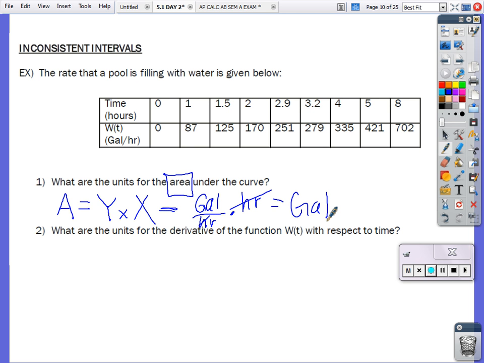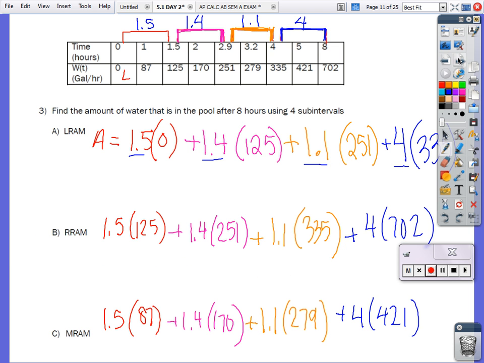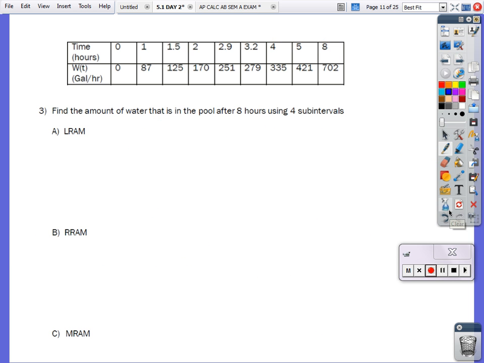How do you find your derivative units? Y unit over x unit, which if you just write the derivative, it'll show you what you're supposed to do. Gallons per hour. Dividing by hour is the same as multiplying by 1 over. So you get gallons per hour squared. Then in the next question it asks you to find LRAM, RRAM, MRAM using 4 subintervals. So I said keep with the exact same thing we just did.